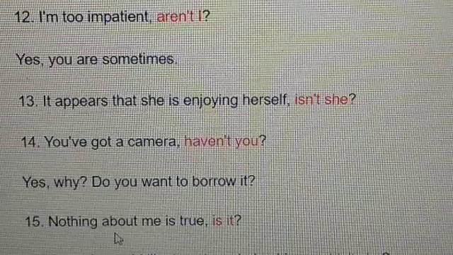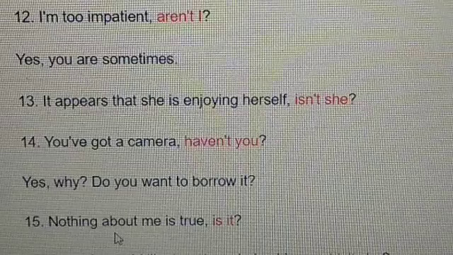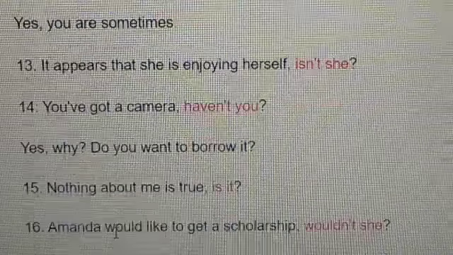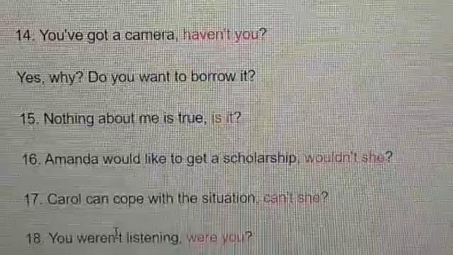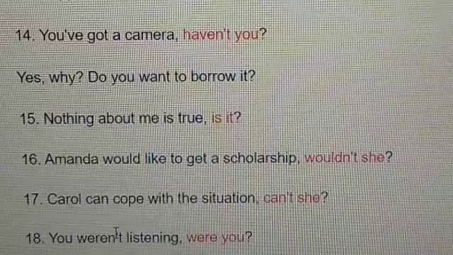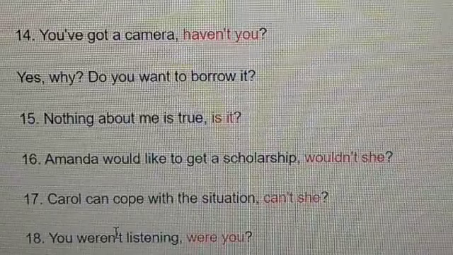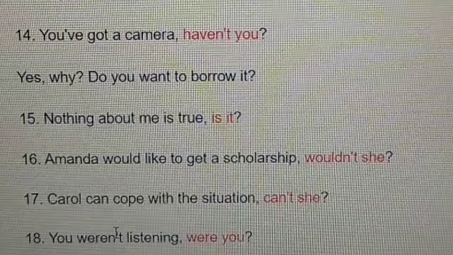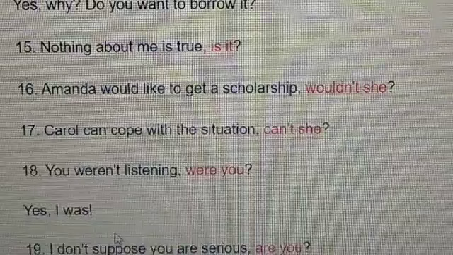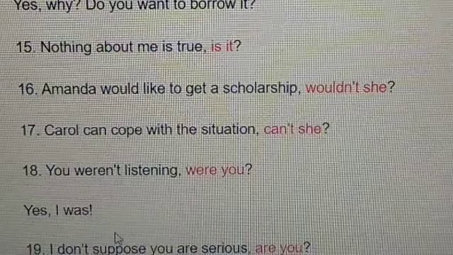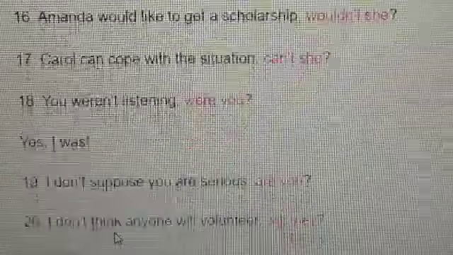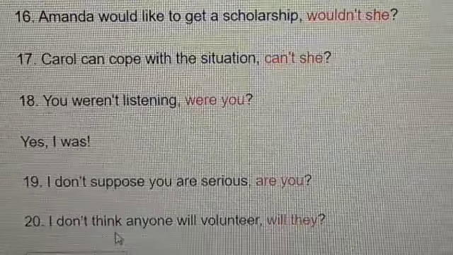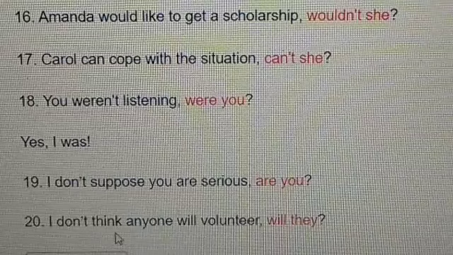14th one, you have got a camera, haven't you? Yes, why? Do you want to borrow it? 15th one, nothing about me is true, is it? 16th one, Amanda would like to get a scholarship, wouldn't she? 17th one, Carol can cope with the situation, can't she? 18th one, you weren't listening, were you? Yes, I was.